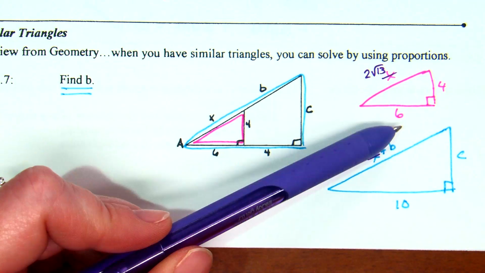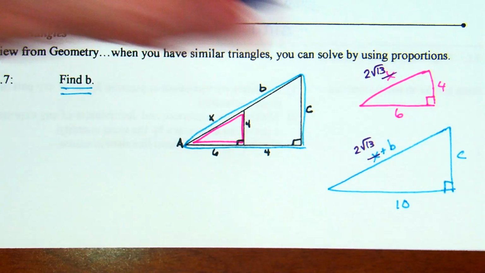I would tend to go more like 6 over 10 and 2 square root of 13 over 2 square root of 13 plus b. And I don't know, maybe that's just the way it's ingrained in my head from years ago, but I'm fine either way.